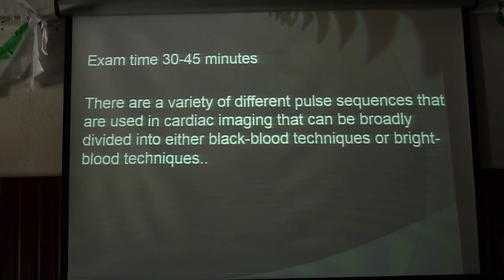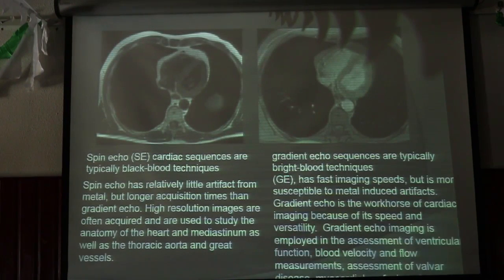Exam duration of cardiac MRI ranges from 30 to 45 minutes. There are different pulse sequences that can be used in cardiac MRI. They broadly can be divided into two types, the black blood techniques and the bright blood techniques. Spin echo is a black blood technique. It is less susceptible to metal artifact. It has a high resolution, therefore it's used for evaluation of the anatomy of heart and great vessels.